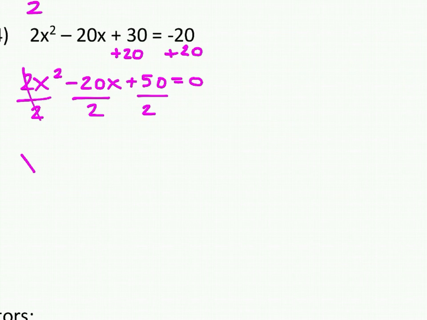So that's going to leave me with x squared. Negative 20x divided by 2 is going to give me a negative 10x. A positive 50 divided by 2 is going to give me a positive 25. I mean, even if you did 0 divided by 2, it's still 0. All right, so now that we took out the greatest common factor, this is what we're going to tic-tac-toe.